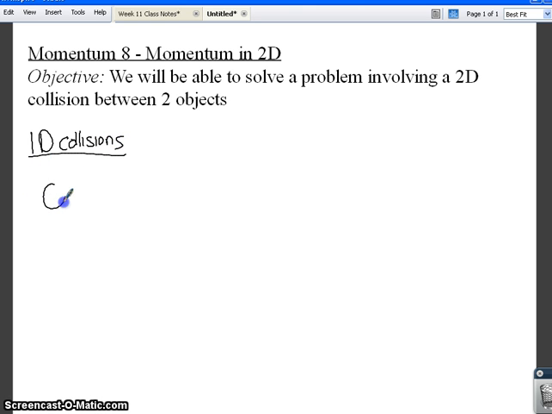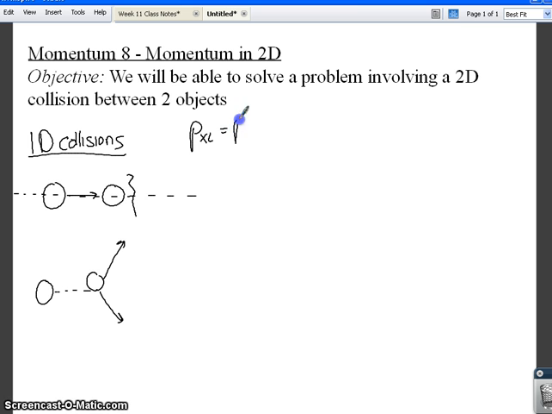One dimension means if this object hits this object, this is all in a straight line. But as you can probably imagine, this object could hit this object and they can go off in different directions. Like I said before, there is nothing new here. We just have to make sure that we can break our momentum into its x and y components. Momentum in the x direction initially is going to equal momentum in the x direction finally, and momentum in the y direction initially is going to equal momentum in the y direction finally. These same equations apply. We just have to separate it into x and y.